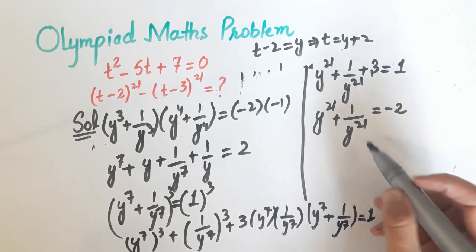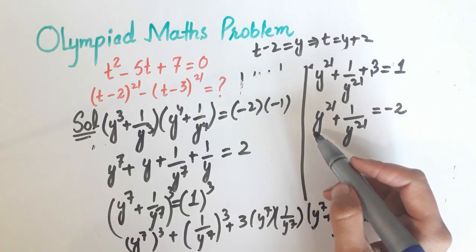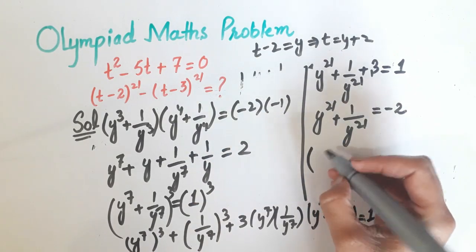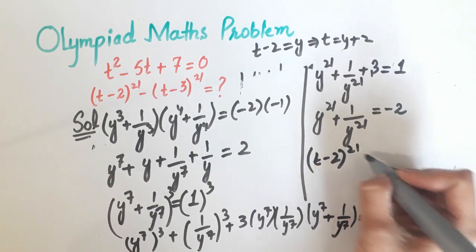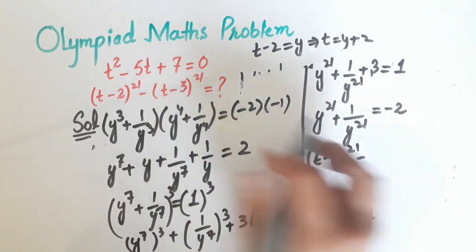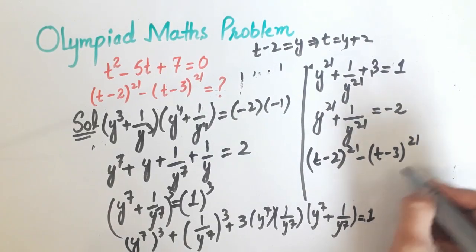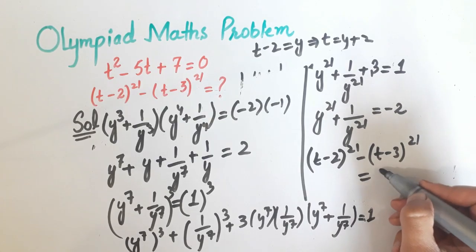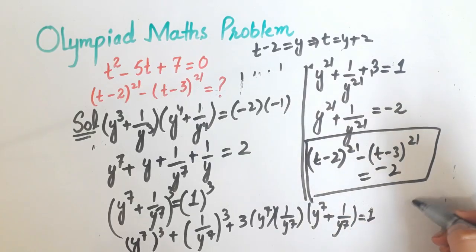Now we will substitute the value of y equals t minus 2. So y is t minus 2, substitute in this equation. So you have (t minus 2) power 21 plus 1 by (t minus 2) power 21, and that equals minus 2. So this is the final answer.